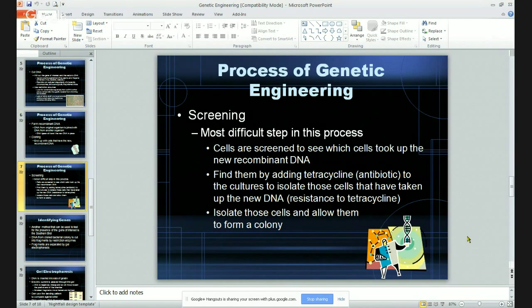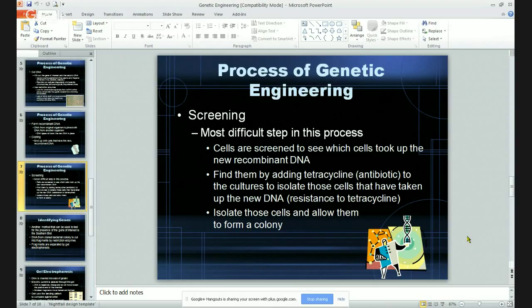And so then they will isolate those by taking a little inoculating loop, taking up those cells that have the resistance to the tetracycline, the ones that have the recombinant DNA, and then they are allowed to replicate and form a colony. So then you would have a culture of bacteria that could produce insulin, if that's what your recombinant DNA was.